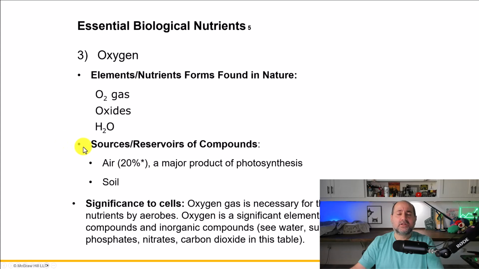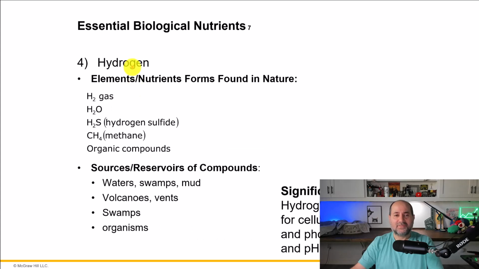In fact, the air you're breathing right now is about 20% oxygen, right? It's mostly nitrogen, but it's about 20% oxygen. Hydrogen, there are many different sources of hydrogen for organisms. You and I, obviously, we get our hydrogen from organic compounds. So think about when we eat sugars and fats, those hydrogens are found on the sugars and the fats.